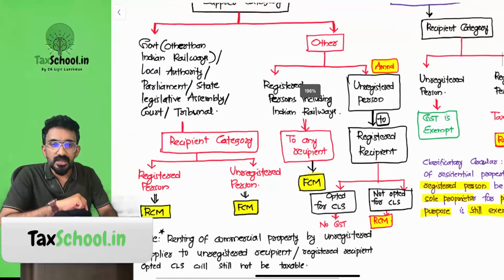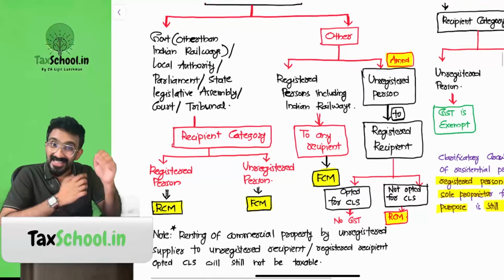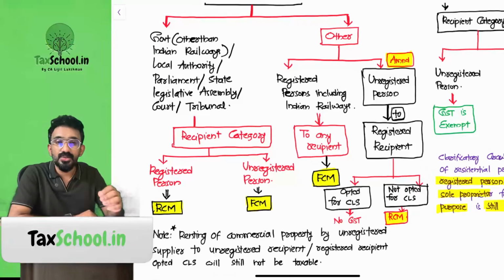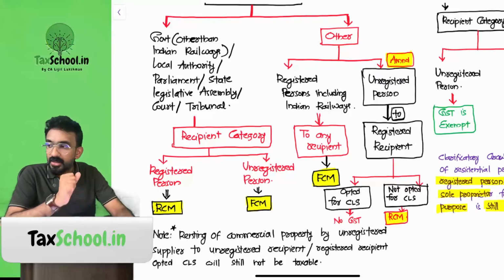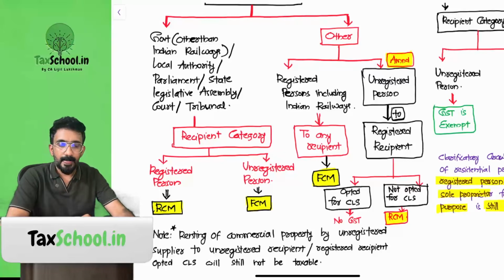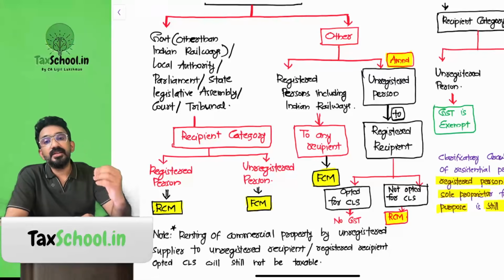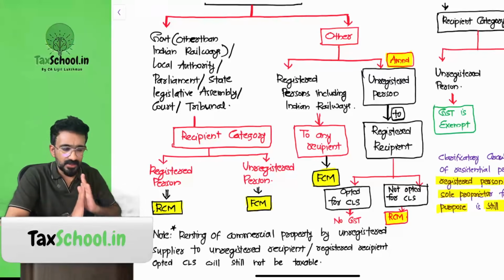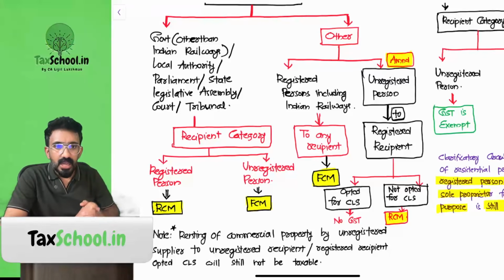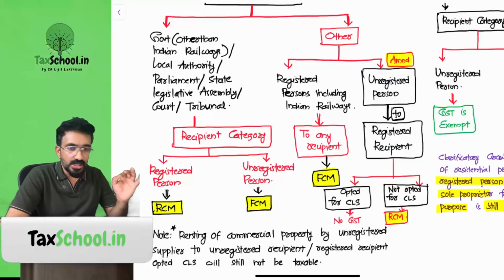A registered person is one other than the government. It is the registered person who owns this particular immobile property and is renting it to any recipient, registered or unregistered, it doesn't matter. If a registered person is giving a commercial property on rent, they will have to add GST on the rental.